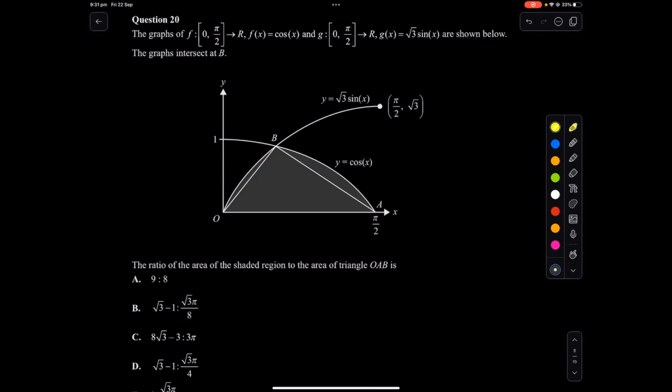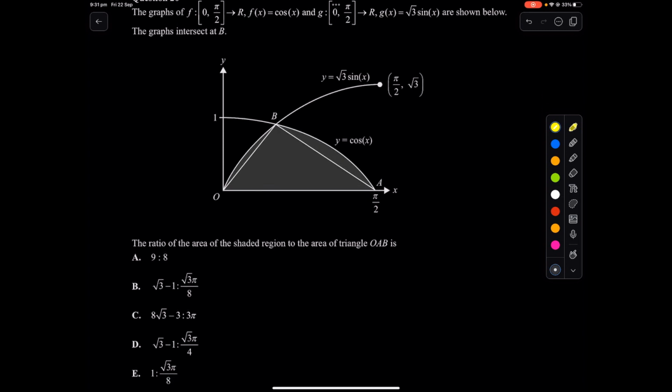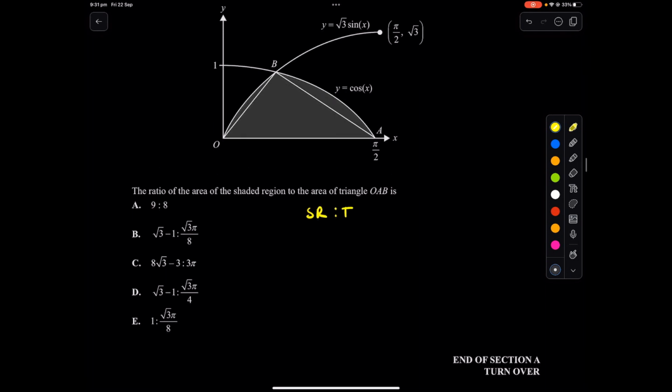Last question, 20. The graph of f is from 0 to pi over 2, f of x is cos x, and g is this. The graphs intersect at B. The ratio of the area of the shaded region to the area of the rectangle is what? So the shaded region and the triangle. Let's first calculate the area of that triangle, and we know the length is pi over 2. To calculate this, we need to find that point of intersection.